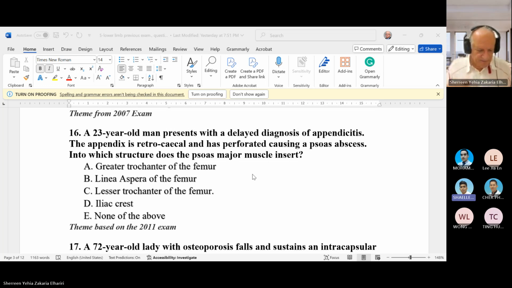This would be the trochanter of the femur. Yes, but we have two: the greater and the lesser trochanter. Which one? I'm going for the lesser, a long shot. Professor: Lesser, lesser trochanter.